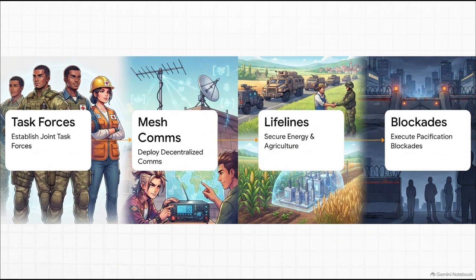Step 2. Deploy decentralized mesh communications. Think high-frequency amateur radio and encrypted satellite lines to completely bypass digital blackouts. Step 3. Secure energy and agricultural lifelines, protecting that crucial rural resource veto. And finally, Step 4. Execute localized pacification blockades. Rather than launching high-risk conventional invasions into dense balkanized cities, loyalist forces would just establish strict outer containment blockades. It's a passive, structural starvation of radical zones, basically just waiting for them to capitulate to constitutional authority.